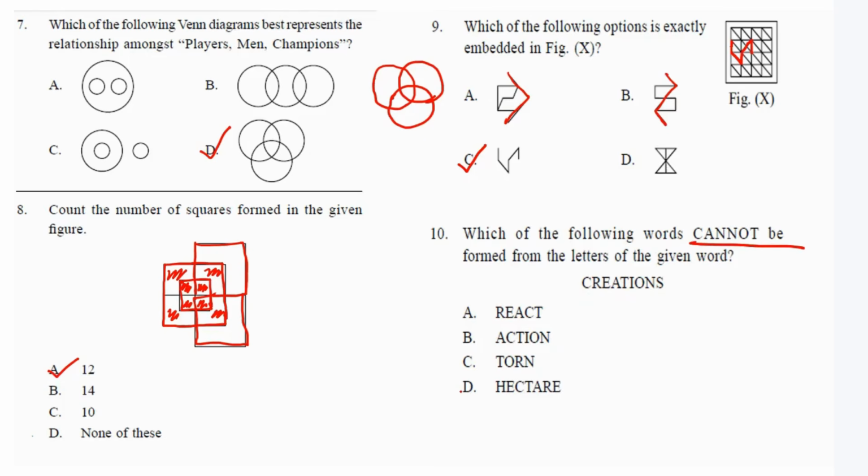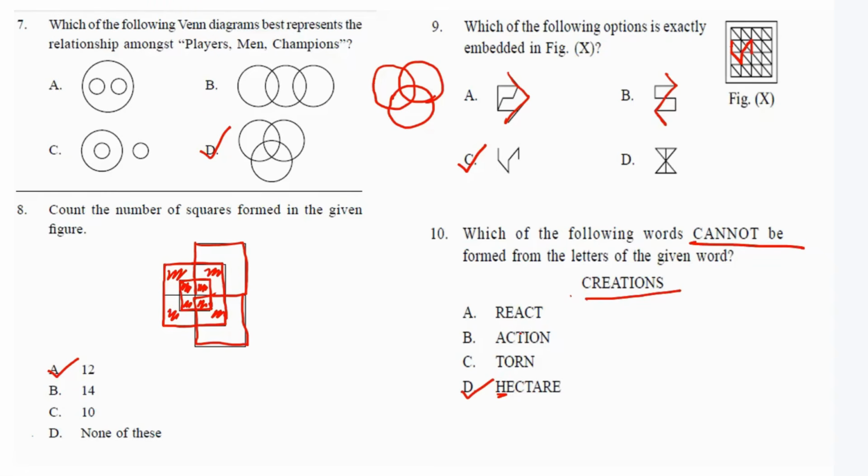But in case of Hector, H is not present in the word creation. So this will be the correct answer. Why? Because this word cannot be formed from the letters in the word creation, right? So D will be the correct answer.